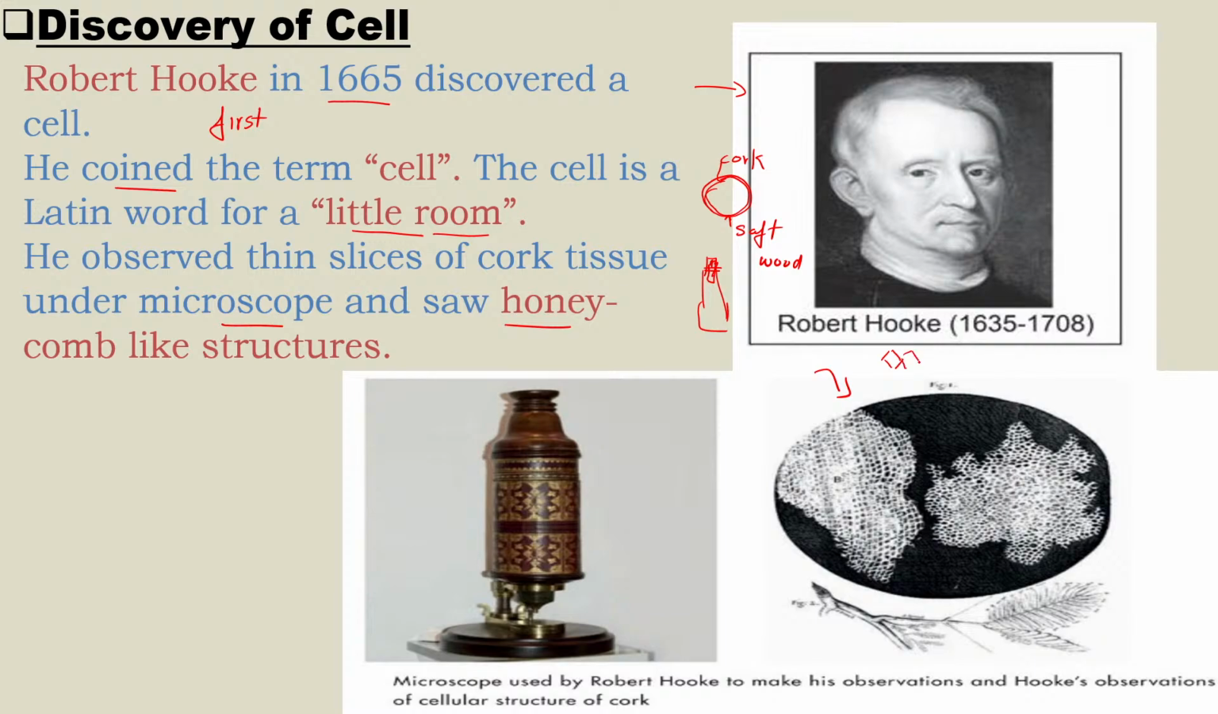There were various cells he observed. And what type of cell? A cork cell he observed. And that was giving a structure similar to a honey hive or honeycomb. And since there were many small compartments, many little rooms, he used the Latin word cell for these smaller compartments, and that's how he discovered the cell.